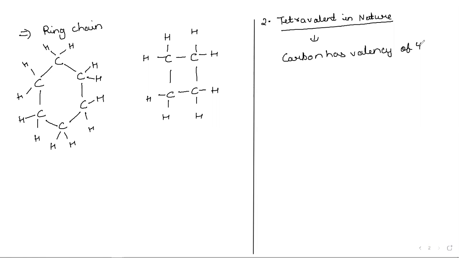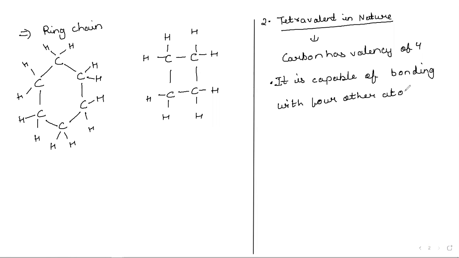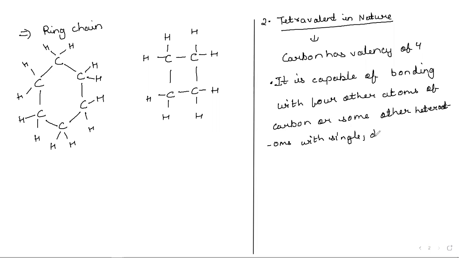हेट्रो एटम्स मींस डिफरेंट. हेट्रो मतलब डिफरेंट. So it is capable of bonding with 4 other atoms of carbon or some other heteroatoms या फिर कुछ और other heteroatoms के साथ with single bond या फिर double bond या फिर triple bond. With single, double or triple covalent bond.